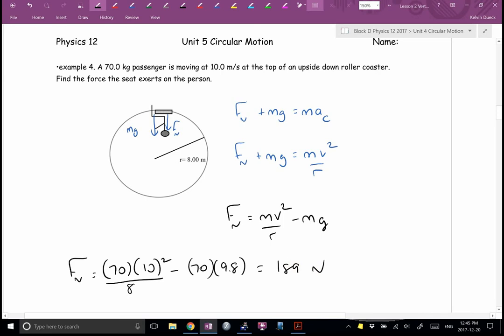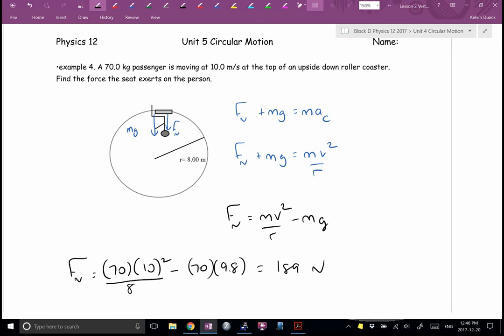189? Does this person feel heavier or lighter at the top of the loop? Well, I don't know. First, I should find this person's normal weight. So what's 70 times 9.8? Okay. So they feel significantly lighter. In fact, they would feel like they were about to fall out of the coaster. They're not. There is still 189 newtons of breathing room, but you would scream here. Absolutely. It would get your attention. You would feel, wah! And that's what they're trying to accomplish, safely give you a thrill.